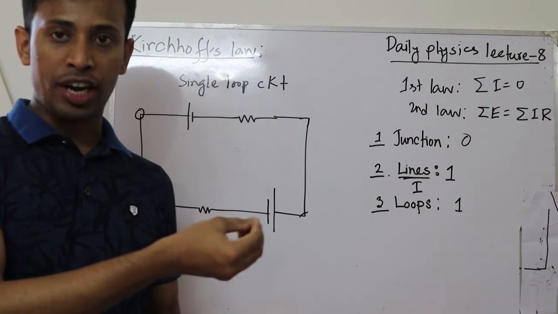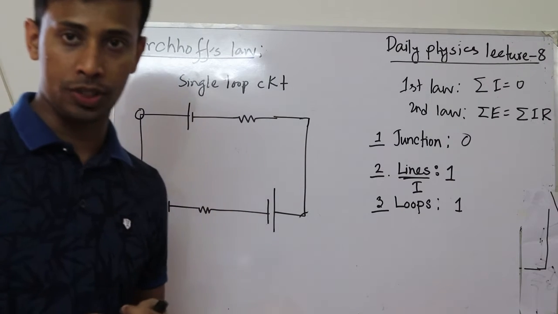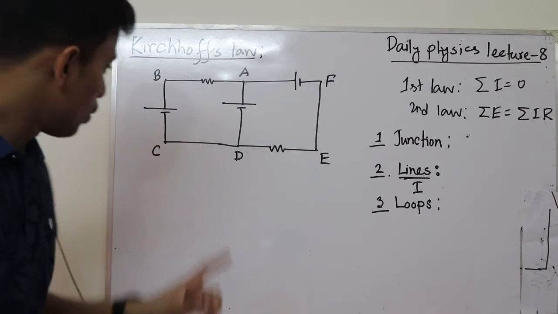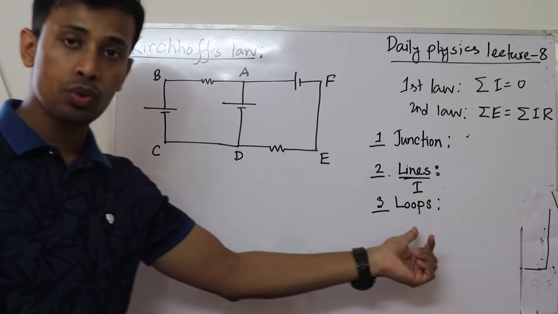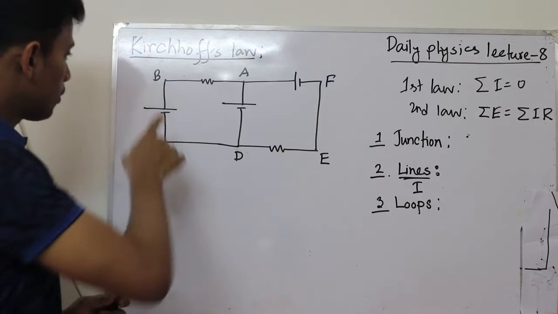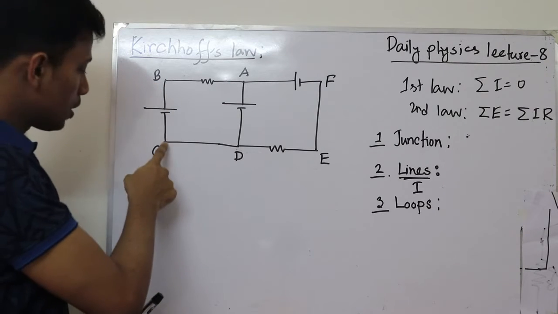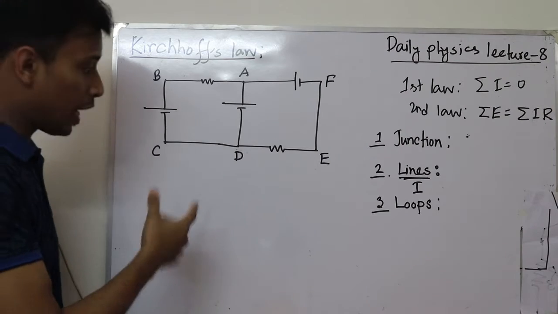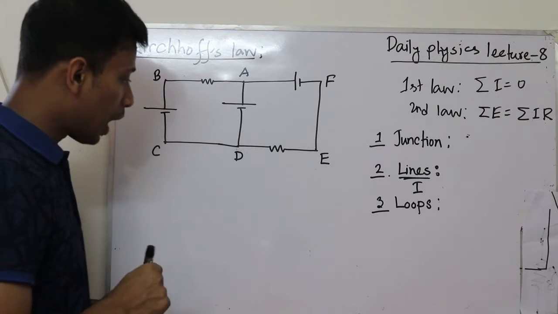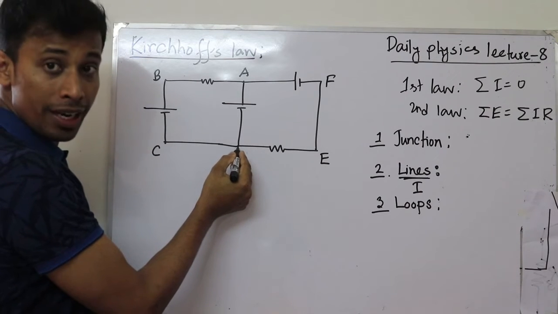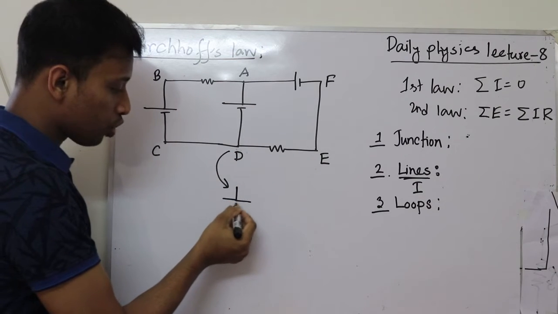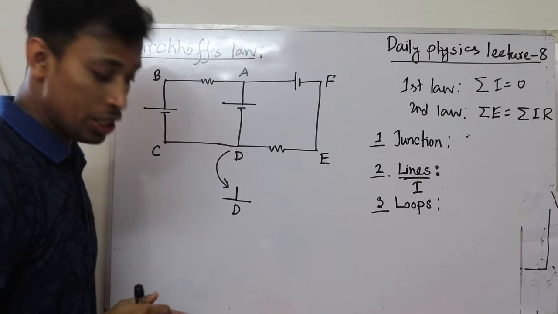So let's try to discuss something different, a multiple loop circuit. So now this is another circuit and this is not a single loop, okay? So here you can see that there are more loops. So let's start with the junction first. How many junctions are here? Now you can see that these points B, C are not junctions, these are edges, okay? E and F are also not junctions, these are edges. But the junctions are point D. Look, point D is a junction. That's point D. So 1, 2, 3 lines are here. So point D is a junction.